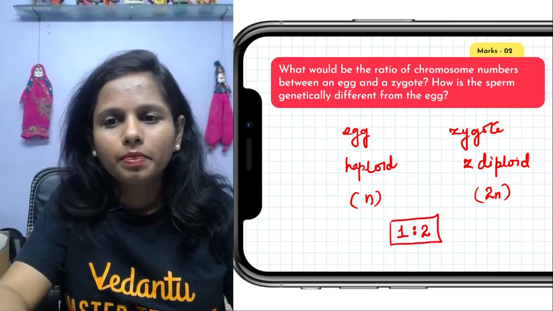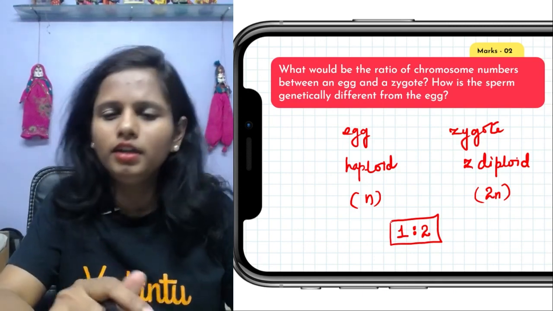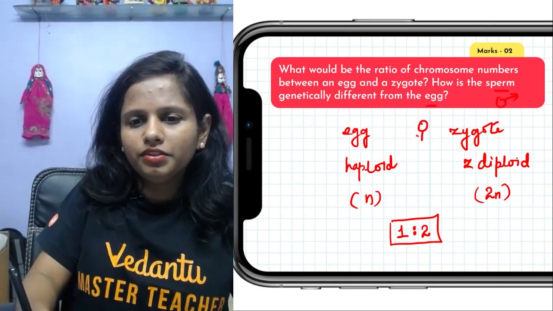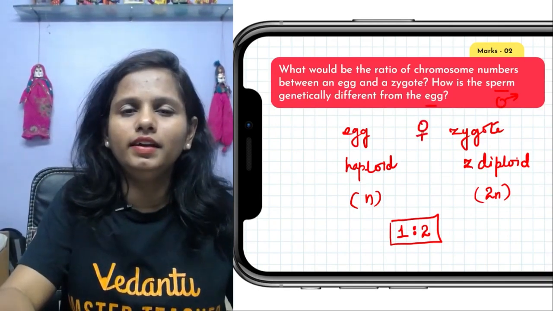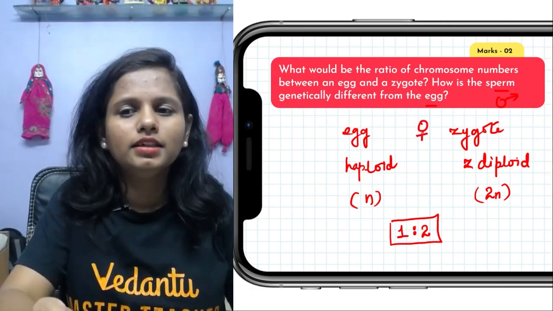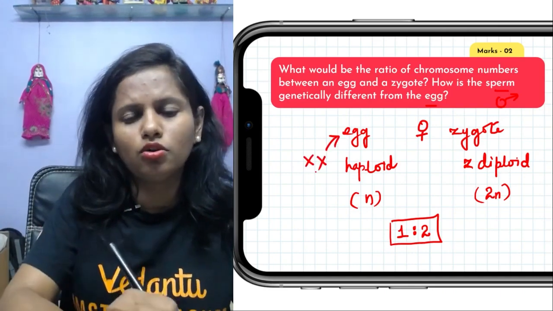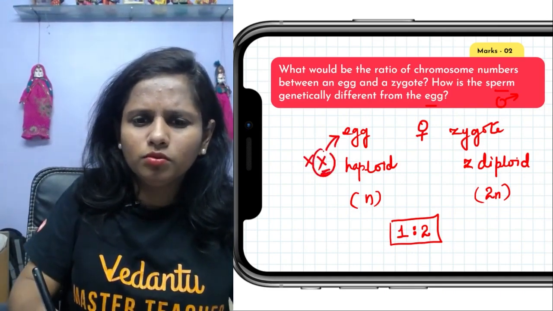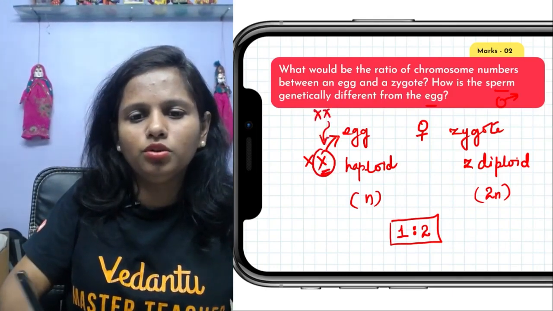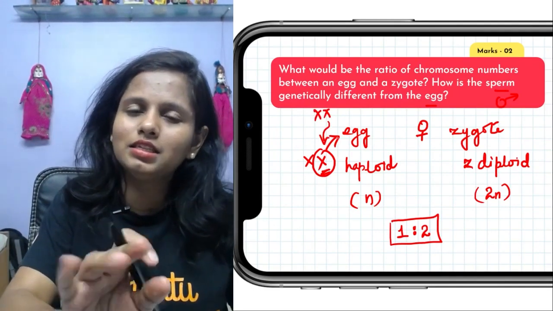Now, how is the sperm genetically different from the egg? Sperm is the male gamete, egg is the female gamete, and both contain a haploid set of chromosomes. Apart from that, egg cells contain only X as the sex chromosome, because females have XX sex chromosomes, and only one of them is passed into the gamete. So all the eggs contain only X as the sex chromosome.